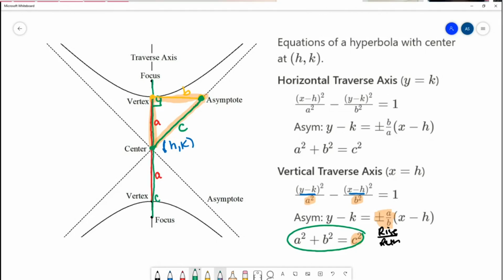So the key points, just a reminder here, are to be able to label this information. So you want to know this vocabulary of center, vertex, focus, asymptote, and transverse axis. And then you should also know that a is the distance between the center and the vertex. c is the distance between the center and the focus. And then we're going to get b using that asymptote.